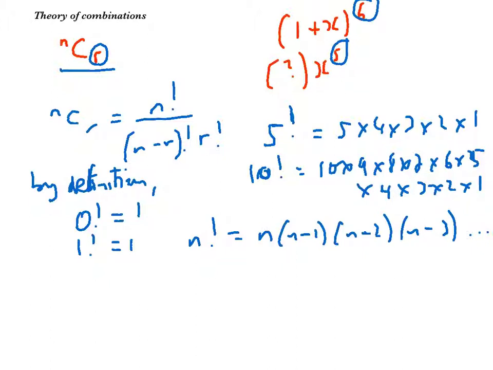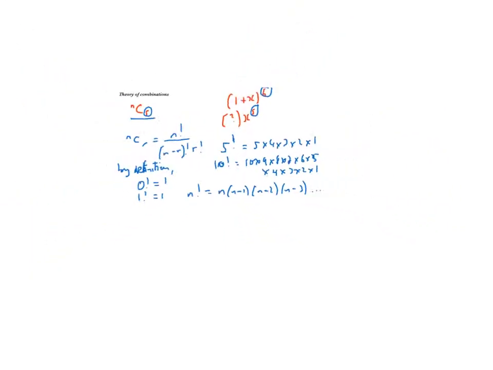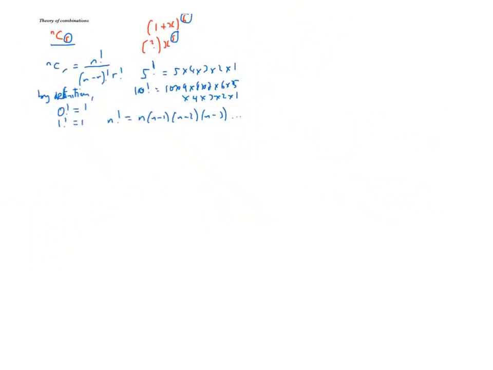Now the reason I'm going to use this is this way. Let's imagine I've got 5 different objects, A, B, C, D and E. I want to know how many different combinations I can have.